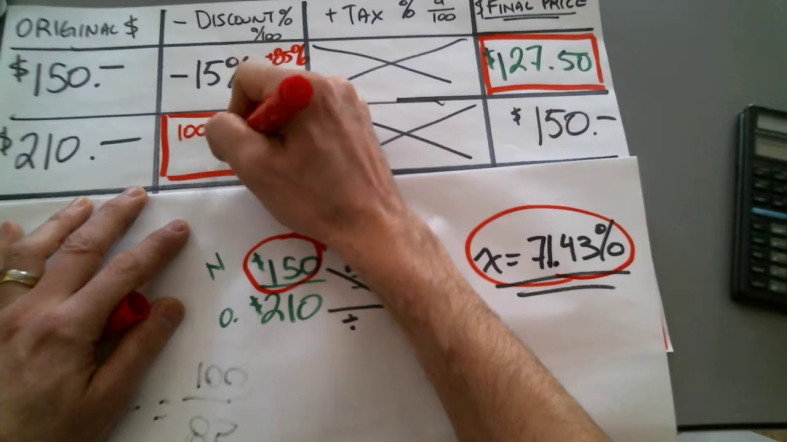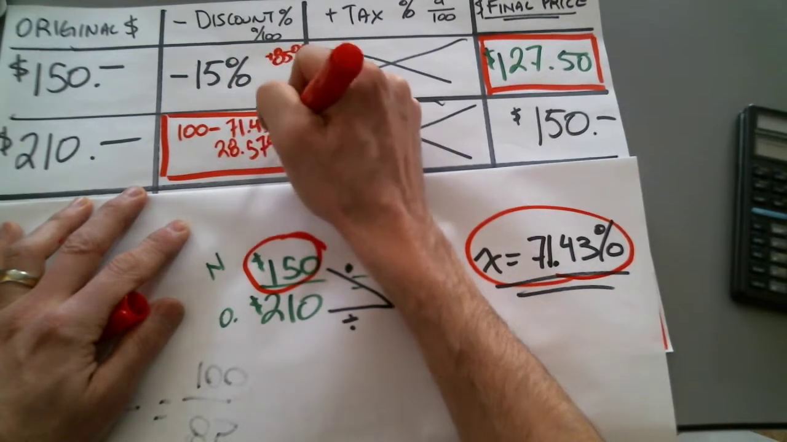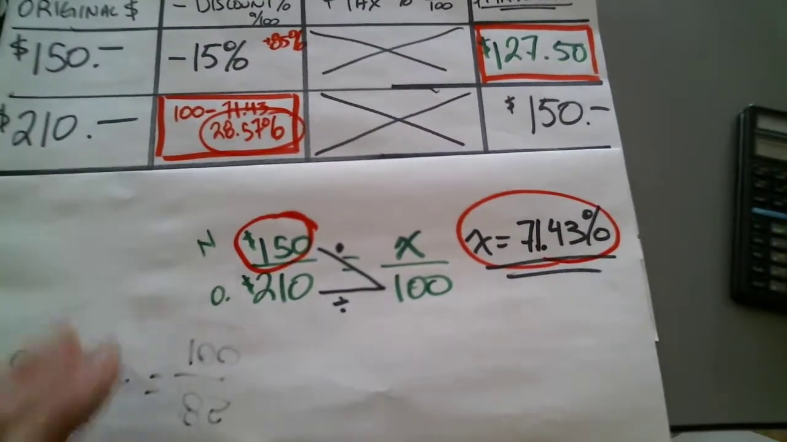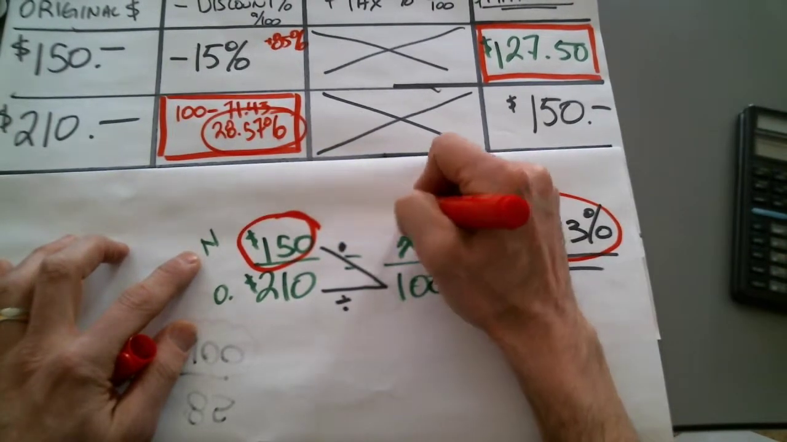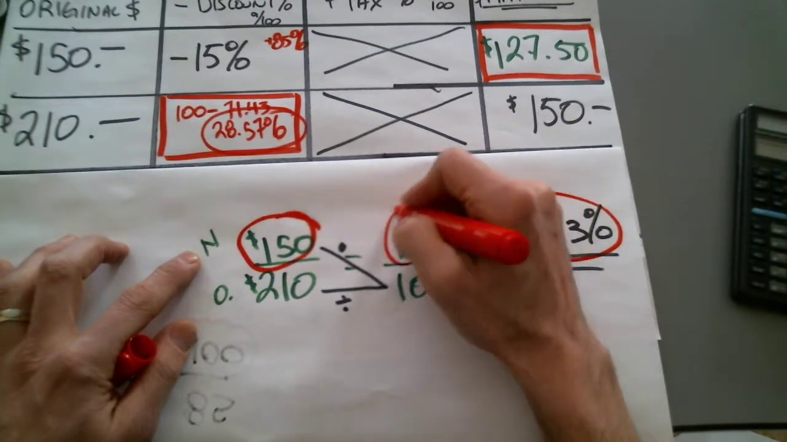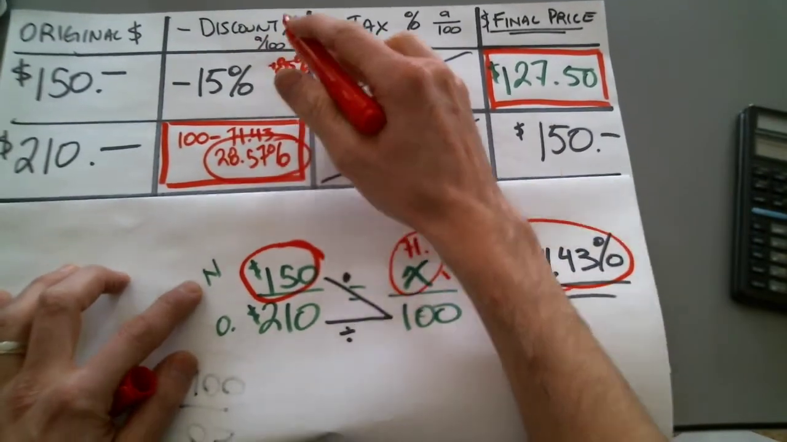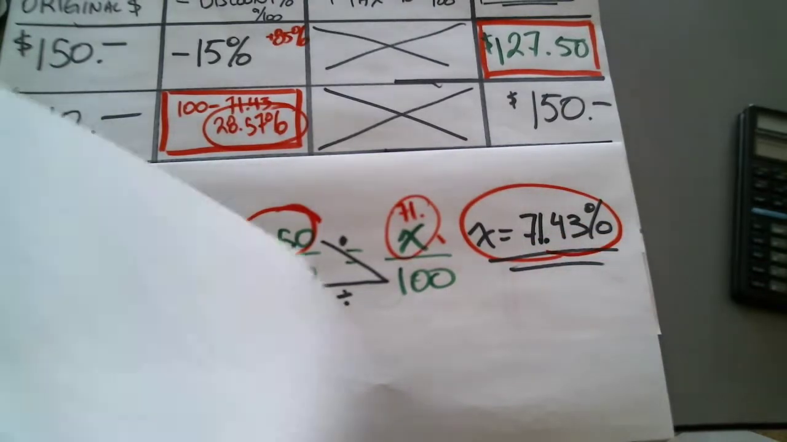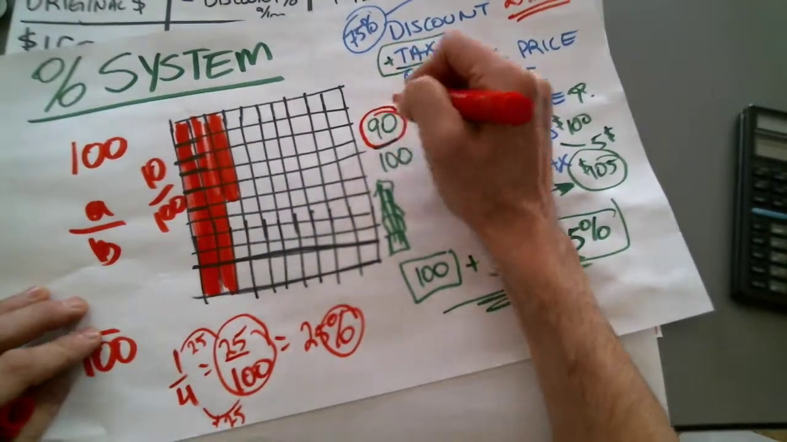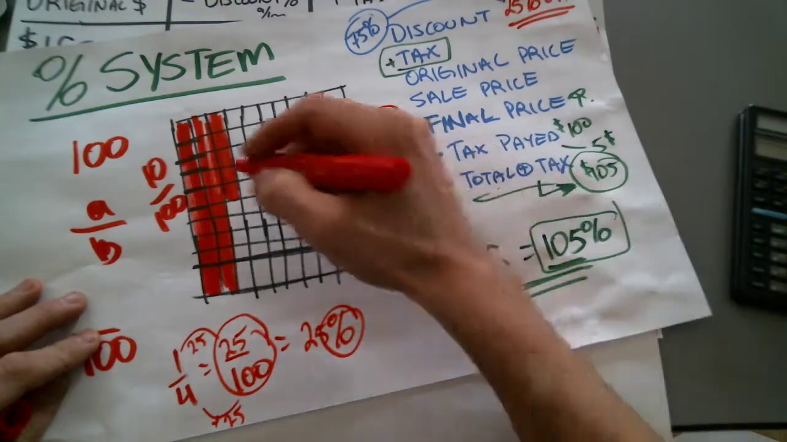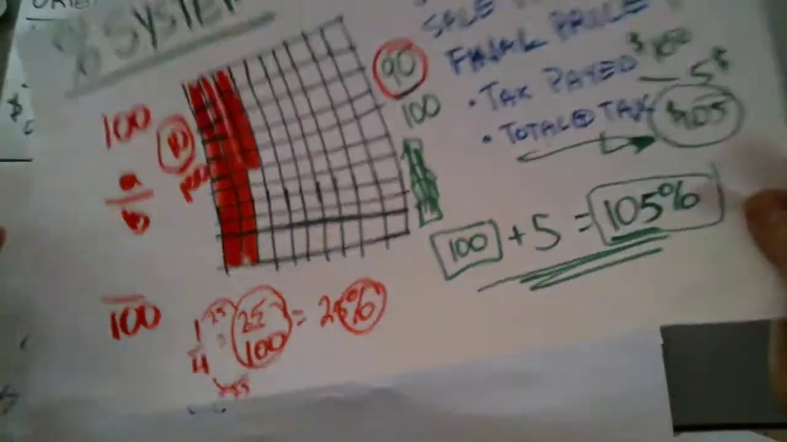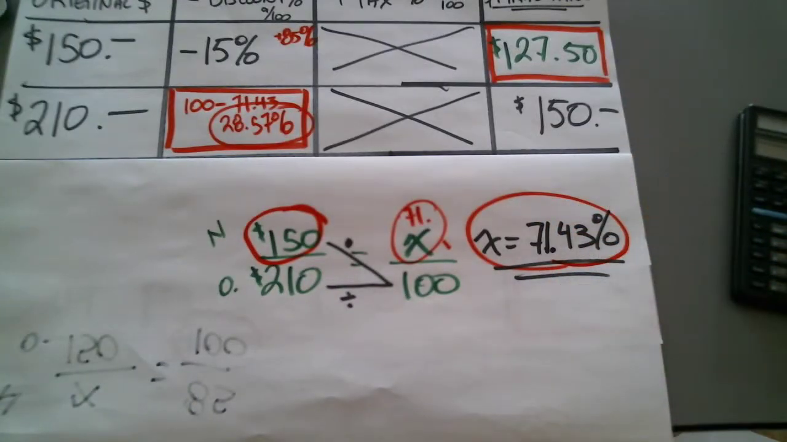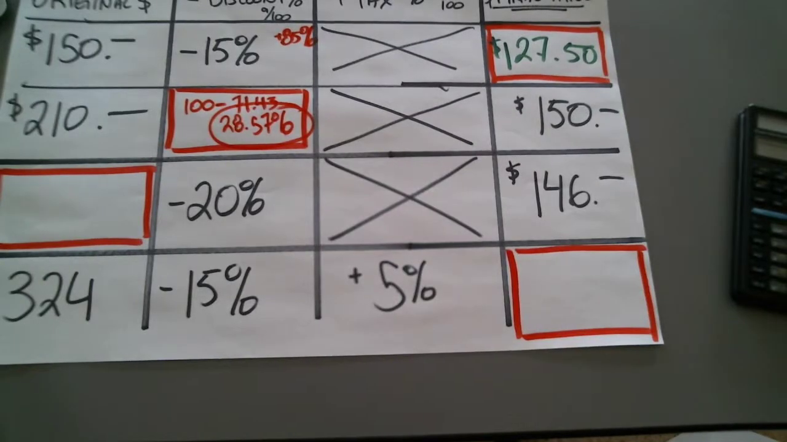The answer comes out to 28.57%. That's how much I saved. So remember, this is the new percentage that I paid, 71. So how much did I save? What was the discount? This is the opposite of before. If I know I paid 90%, then how much did I save? 10%. Keep coming back to this 90-10. That's the basic system that allows you to work things through. All right. Next.